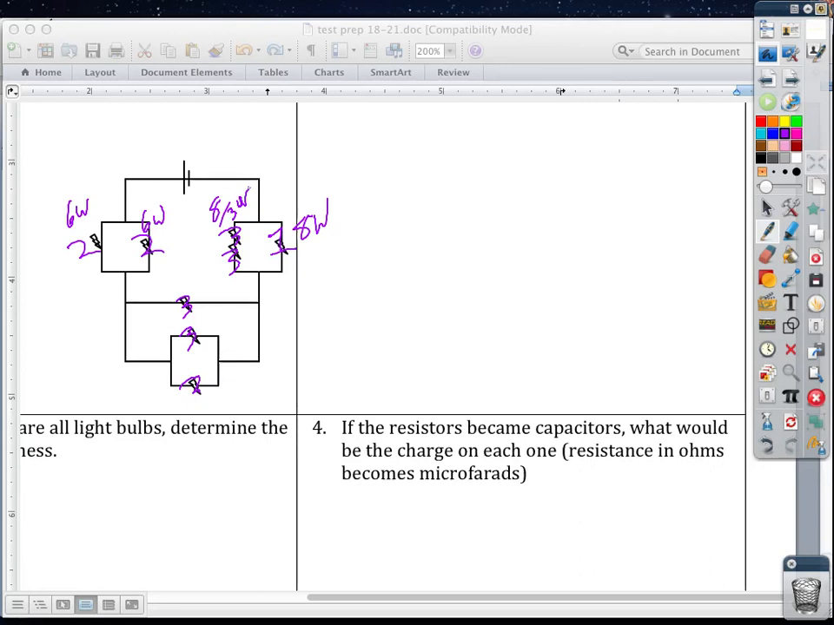Or if they were labeled, like if we said this is A, let me do this in a different color. Let's say this is A, B, C, D, E, F, G, and H. Then I would say something like H is greater than A, which is equal to B, which is greater than F, which is equal to G, which is equal to C, which is equal to D, which is equal to E. Okay or not?